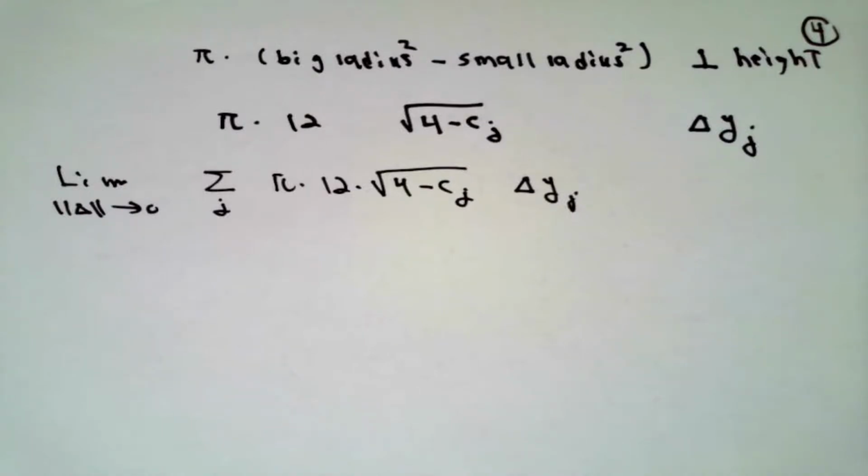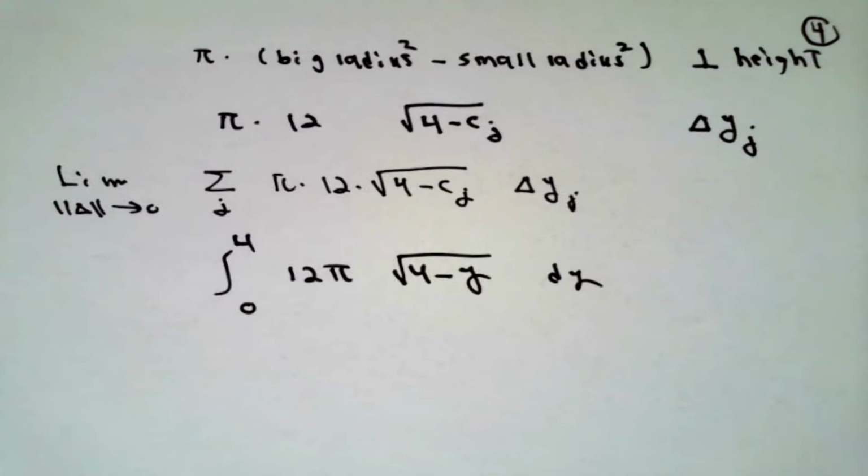Adding up the contributions and taking the limit as all of the delta y's tend to 0, this turns into an integral. From the graph, the y values go from y equals 0 to y equals 4, so those are the limits of integration. Using the disk-washer method, we have now set up the integral required to figure out the volume of the indicated solid. All that remains is to evaluate the integral.